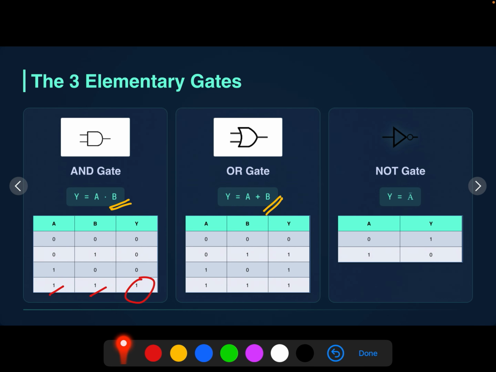Alright? Now, the last elementary type is the NOT gate. The NOT gate is very simple. It's an inverter, and it's denoted as A bar or A dash. Essentially what it does is it inverts the input signal. So if you input 0, your output's going to be 1. And if you input 1, your output's going to be 0.